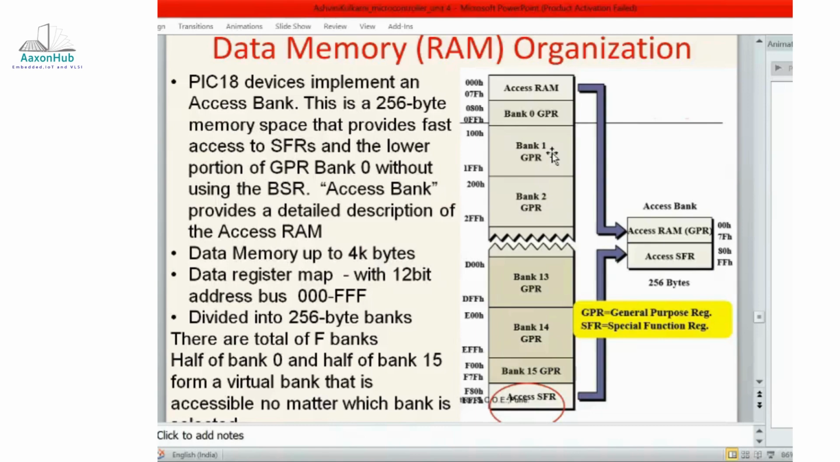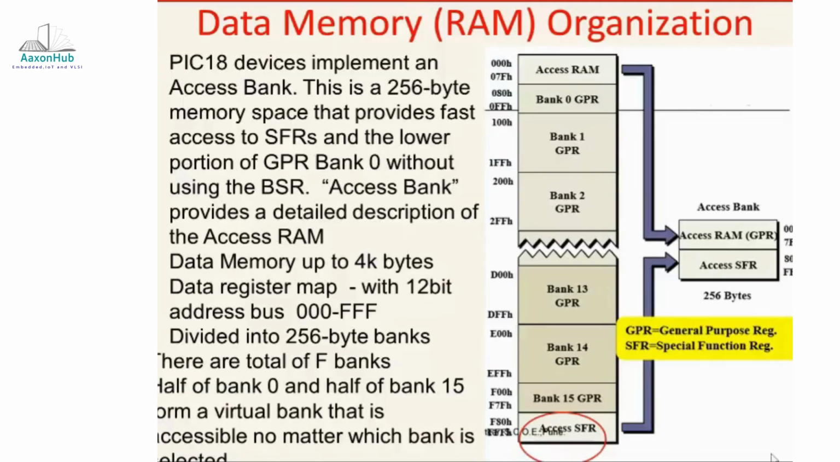And for the data register map with the 12-bit register, it will allow the addressing from 0000 to FFFF. So these are the data registers map. So here is the dedicated data register map. Along with that, you can access the particular bank with the location for that respected address. So this was all about your data memory organization.